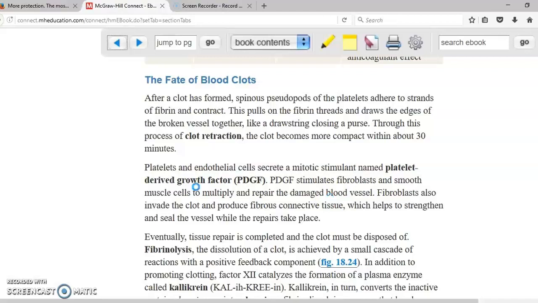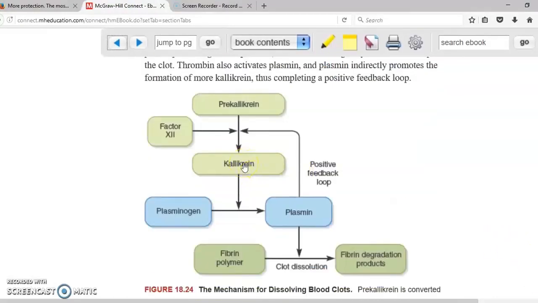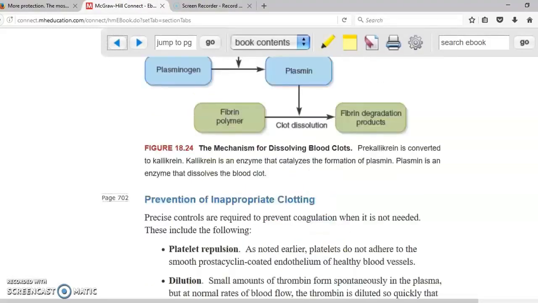So once that happens, you have to get rid of the blood clot. The destruction of the blood clot is called fibrinolysis. So how do you destroy the blood clot? In order to destroy the blood clot by this process, you need to know two steps: kallikrein and plasmin. So if we look at the steps of destroying the blood clot, right here you have kallikrein, and kallikrein eventually is going to create plasmin, and plasmin is the one that is going to destroy the blood clot.